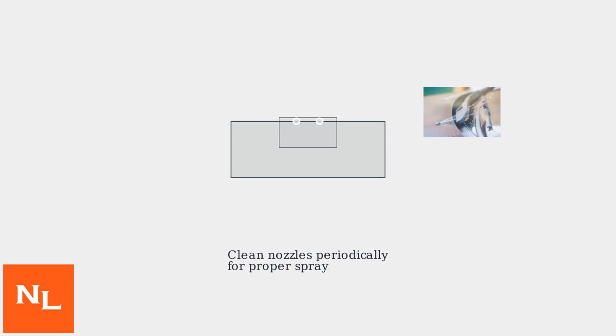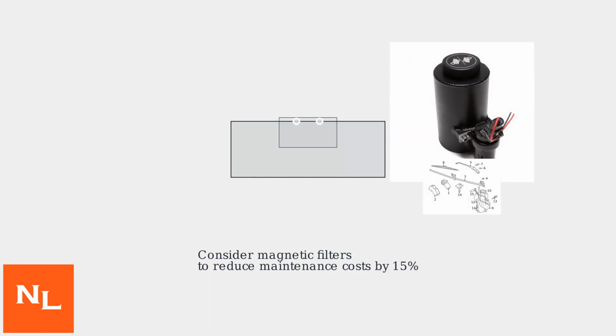Common issues with the rear washer system include clogged nozzles from dirt and debris buildup. Another issue is frozen fluid in cold weather conditions. To maintain the system, clean the nozzles periodically to ensure proper spray. Use winter-grade washer fluid in colder climates to prevent freezing. Consider installing magnetic filters, which can reduce maintenance costs by 15%.